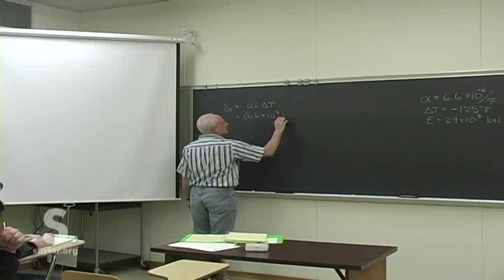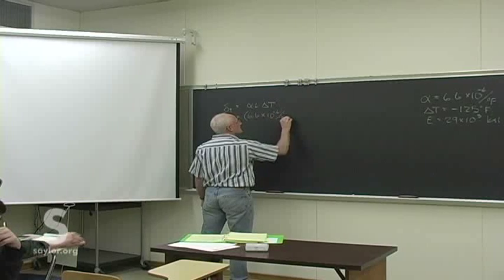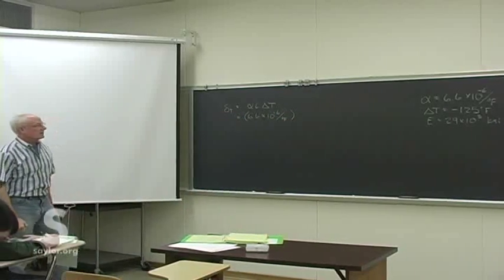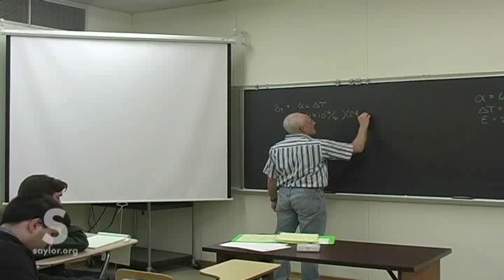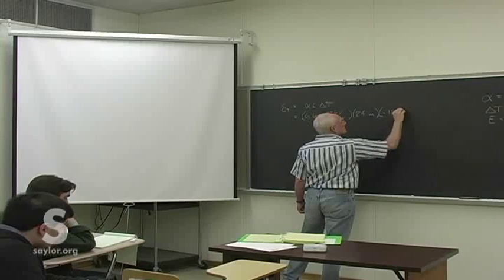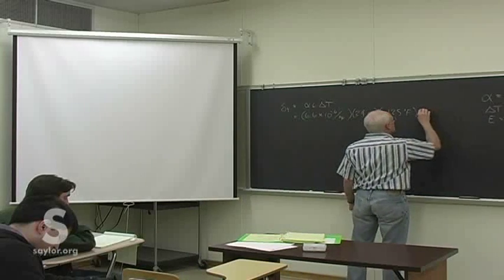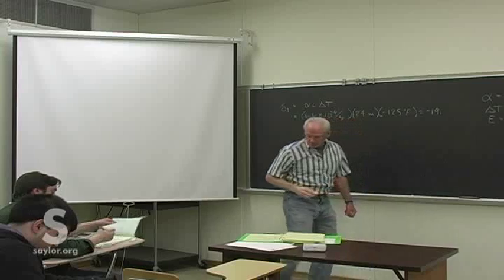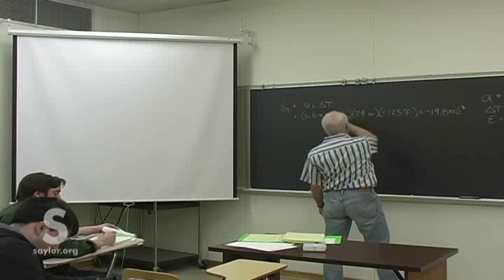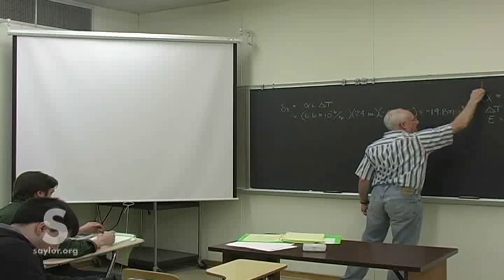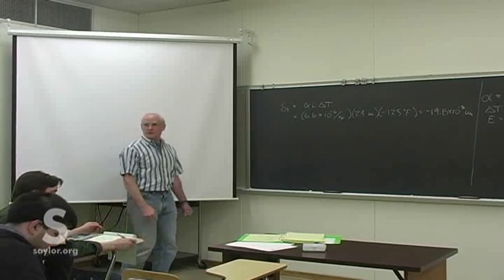Notice that we don't have to split it into the two parts because of the different cross-sectional areas. That's not an effect of it. So it's a very, very straightforward number to calculate. And because of the very small coefficient of thermal expansion, it's a very small number itself. It comes out to be minus 19.8 times 10 to the minus 3, and that's in inches. So that's what its change in length would be if it was free to do so.